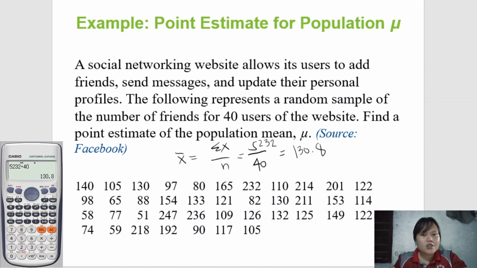You can also make use of this function that directly solves your mean. I guess it's here, that's number 2. So that's 130.8, which is the same as what we have computed here.